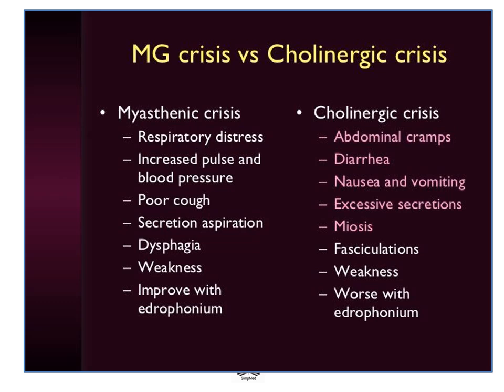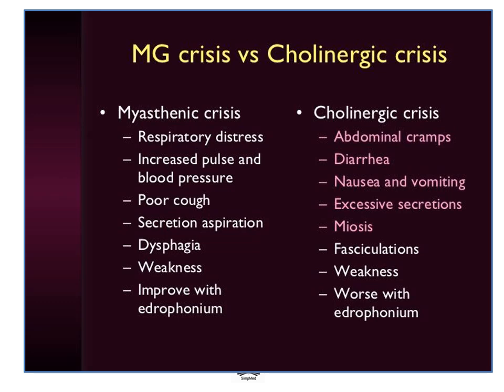Myasthenic crisis, on the other hand, tends to be a complication of myasthenia gravis. In myasthenic crisis, there is a worsening of the myasthenia gravis in the sense that the receptors present have been further reduced. Remember that the problem in myasthenia gravis is an autoimmune destruction of cholinergic receptors. So for myasthenic crisis, there's further reduction in cholinergic receptors, and as a result, the symptoms are much worse. So we have symptoms like respiratory distress, increased pulse and blood pressure, poor cough, secretion aspiration, dysphagia, and weakness.